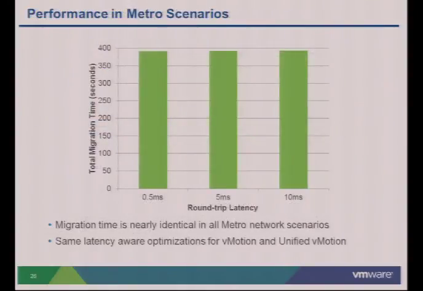We run this experiment in 3 different configurations: 0.5 millisecond latency and 5 millisecond latency. Finally, we run against the 10 millisecond latency. In all those 3 cases, we can see the total migration time is constant. This is because our mature vMotion feature is going to optimize the vMotion traffic over the long latency network.